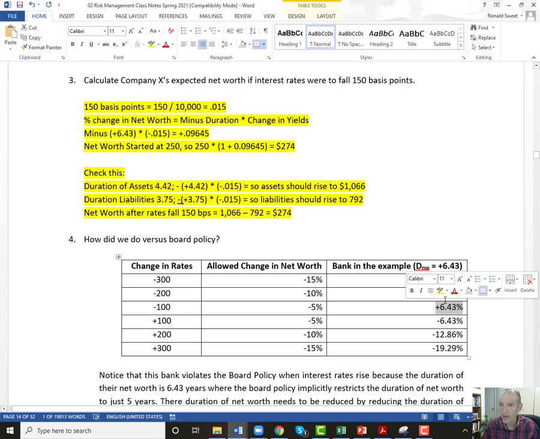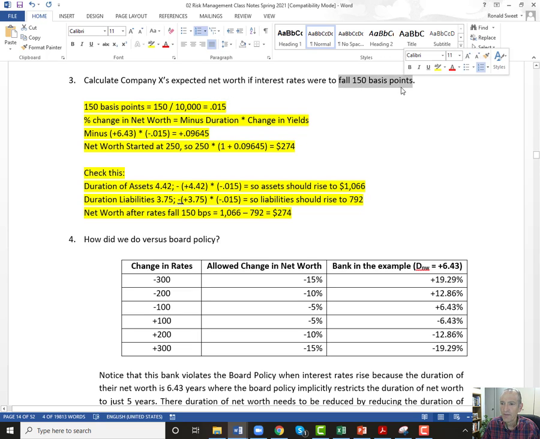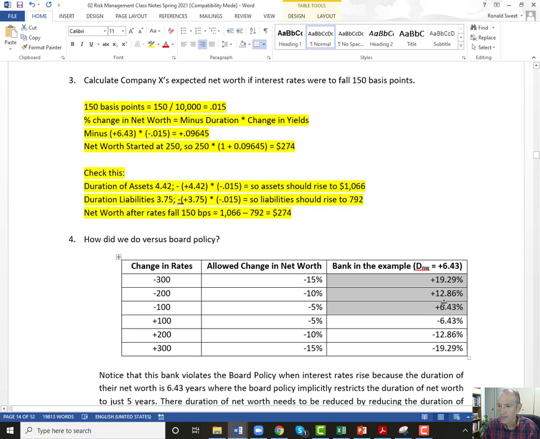We would be in compliance. This bank is in compliance anytime interest rates fall. Why? Because the duration of net worth is positive. So this bank actually benefits when rates fall and loses when rates rise. So you can see here, anytime rates fall, the bank as well is in compliance because negative 5% is the standard, but they're up 6.4%, 4.3%.